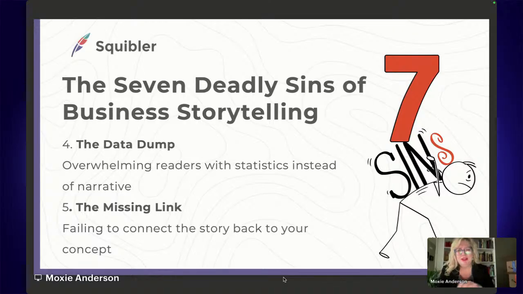Avoid also something called the missing link. You don't want to fail to connect your story back to your concept. Having an engaging story is great. It should always tie back into the theme of that chapter.